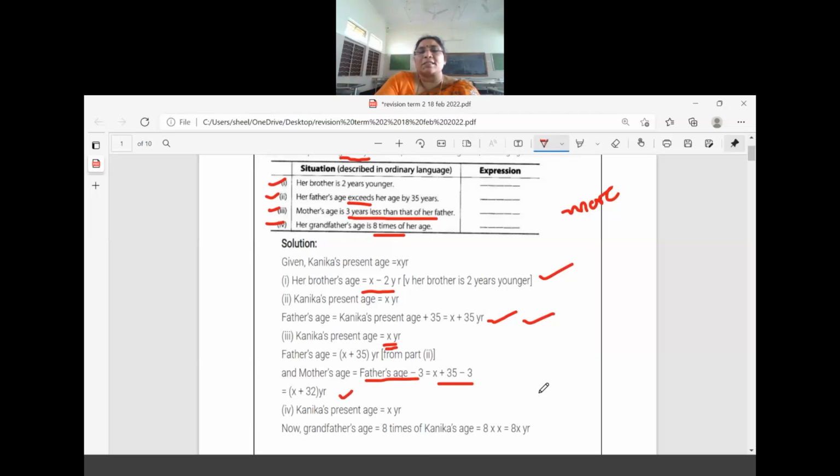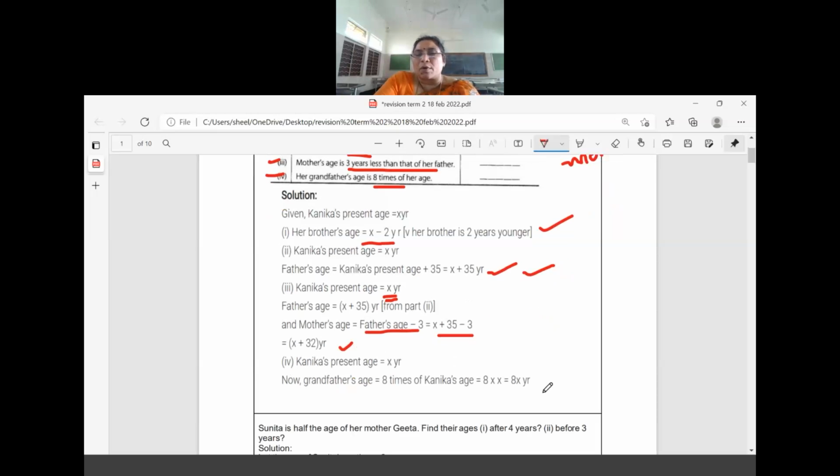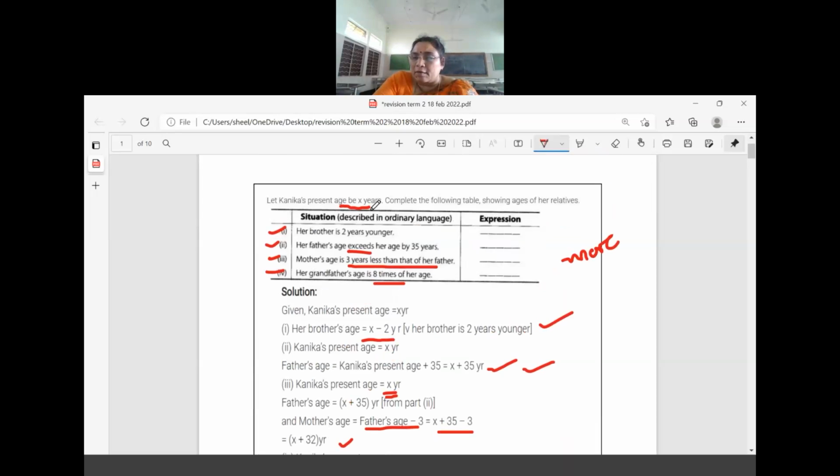Now what is the next case? The grandfather's age is 8 into x. Like that we have to correlate the things. Again I am repeating: if any variable is mentioned in the question, you should select that variable only. Other than that you cannot. If nothing is mentioned, then you can use any variable of your own choice. Clear?